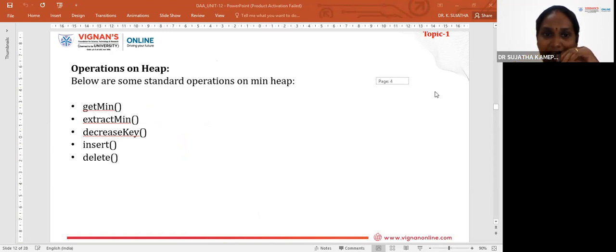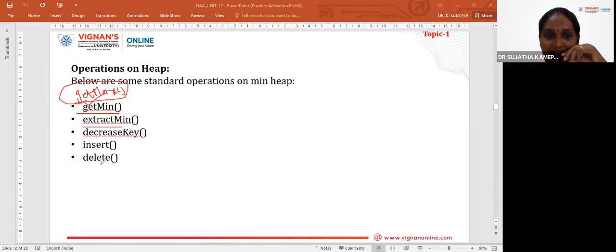So, first one, get min. It returns the root element of the min heap. Since the minimum value is always present at the root node in case of min heap, that's why it returns the root. But if I want to use a max heap, I need to use the function get max. For max heap, it returns the root node.